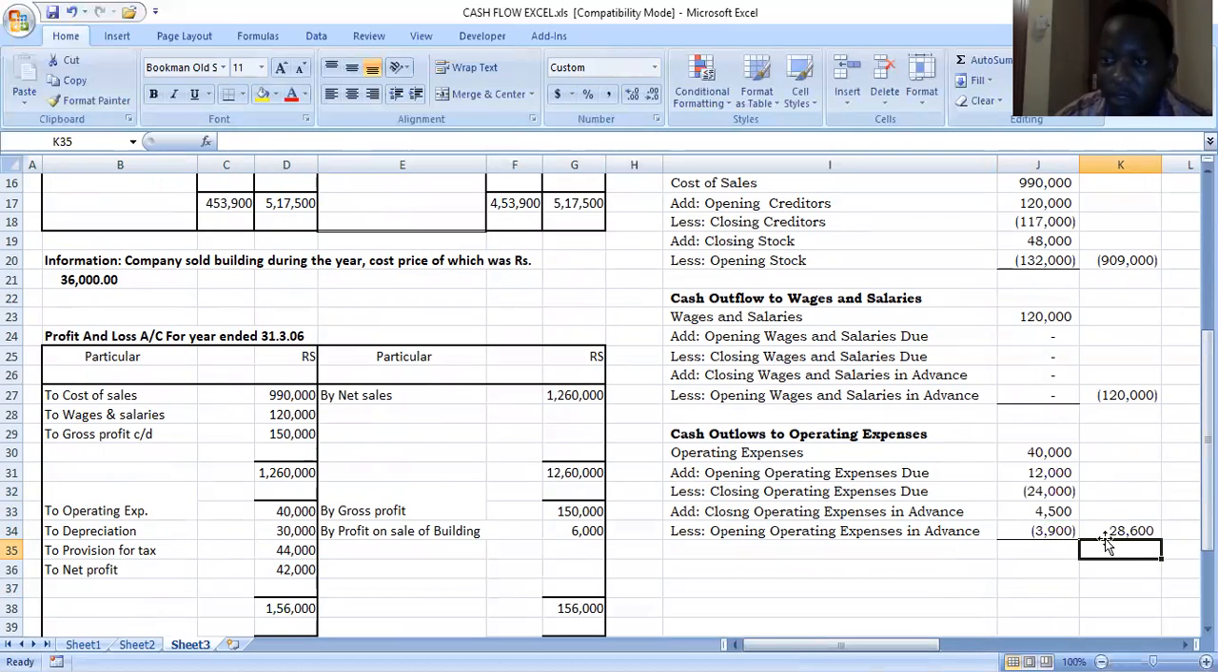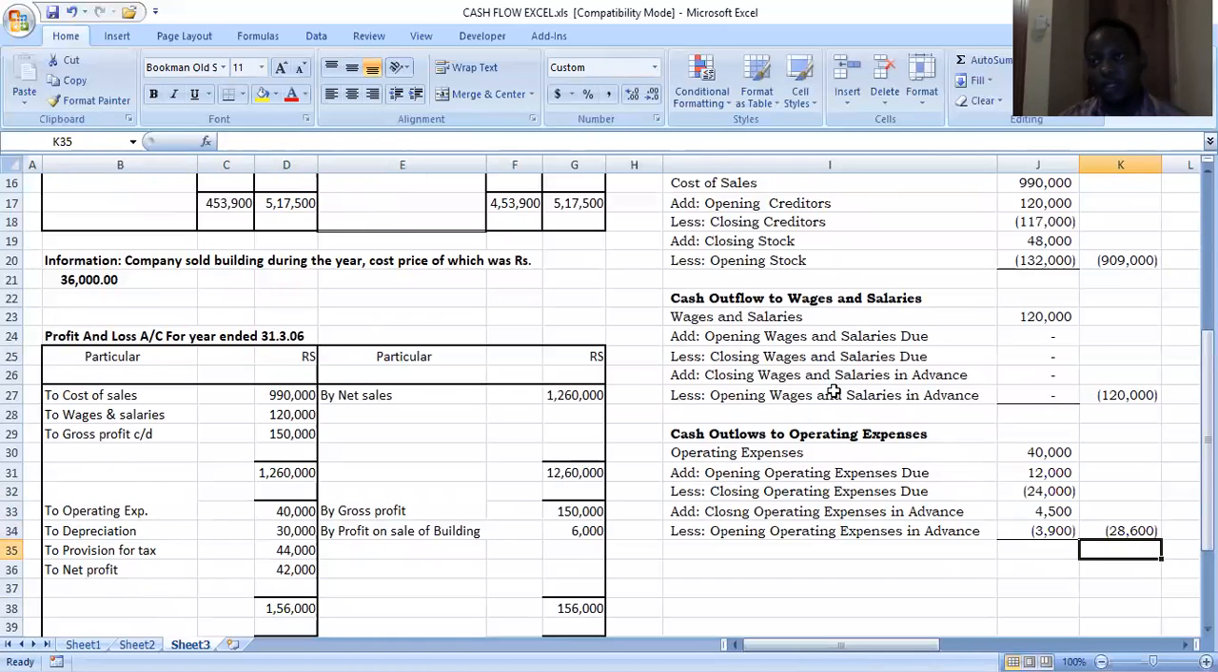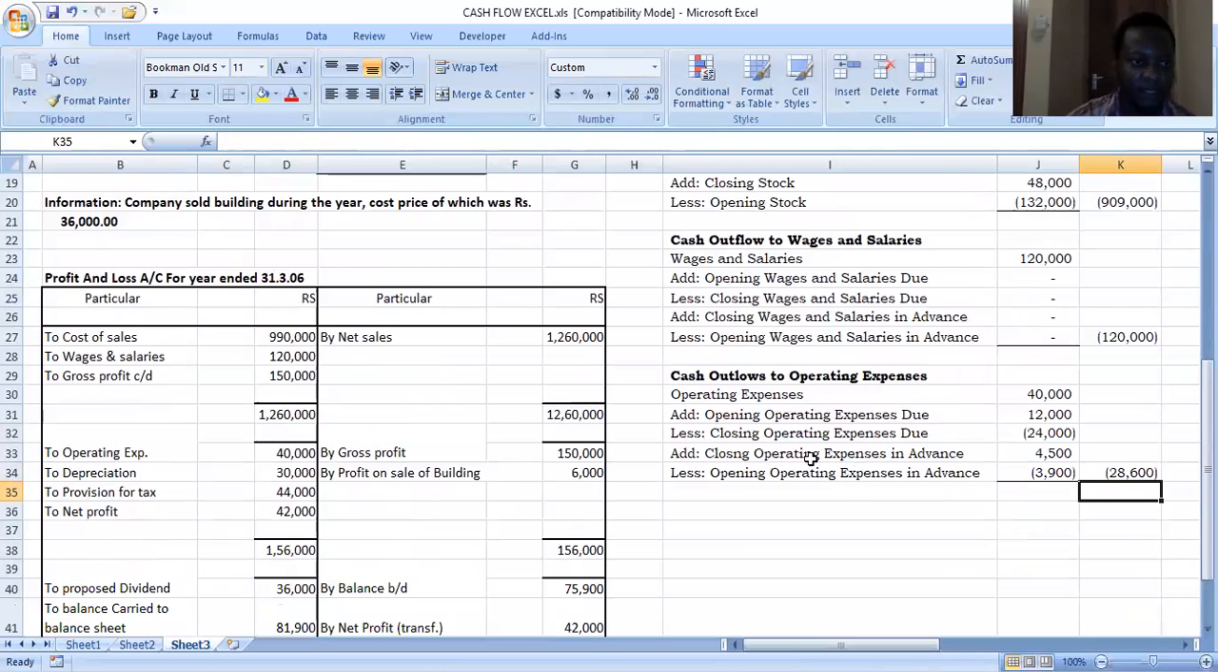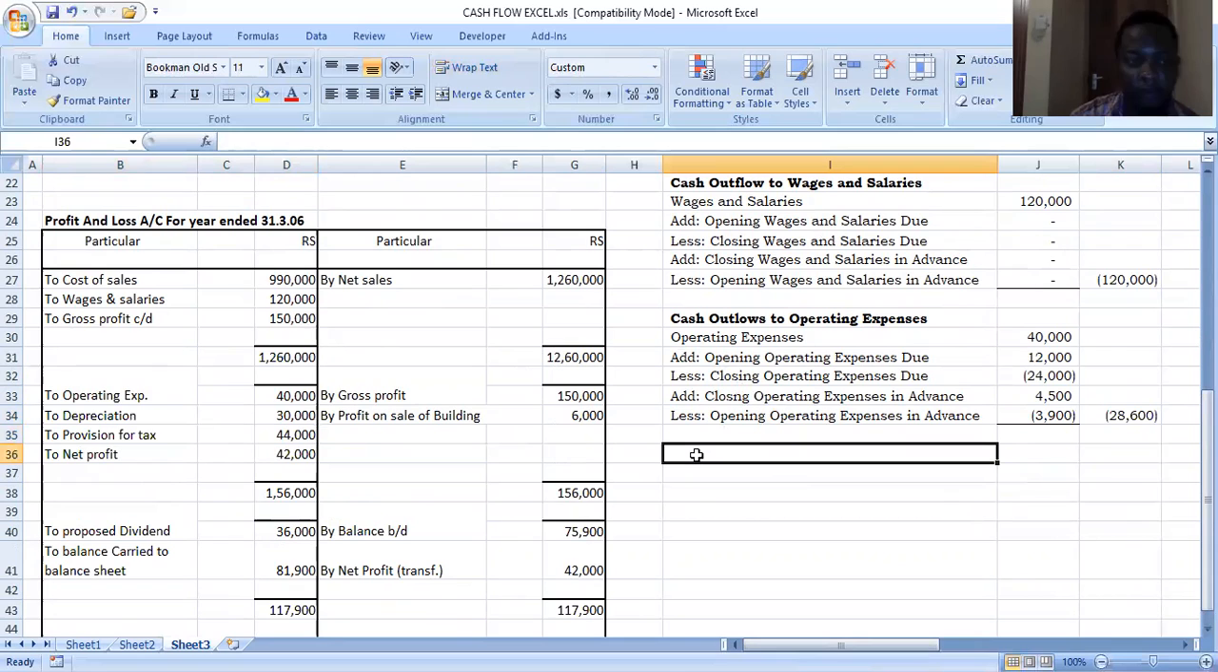So this is another outflow of cash. 28,600 needs to be in brackets to show that this is a deduction in our cash account. And then depreciation is not a cash flow, so we ignore that. And then we have provision for tax. This is an operating activity, so it needs to be here in the cash flow statement. So cash outflow to tax paid: tax paid is equal to the tax expense plus the tax expense due at the beginning minus tax expense due at the end of the period.